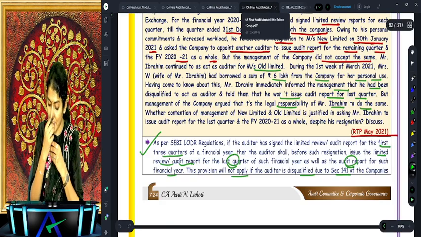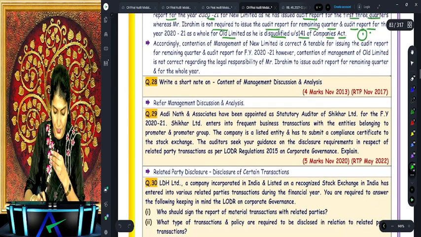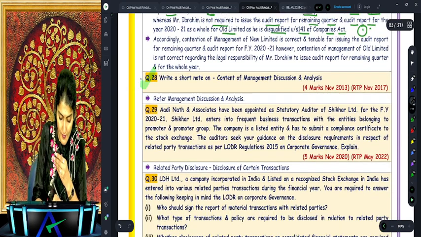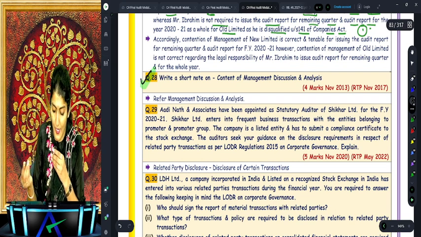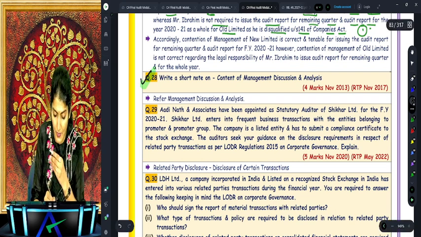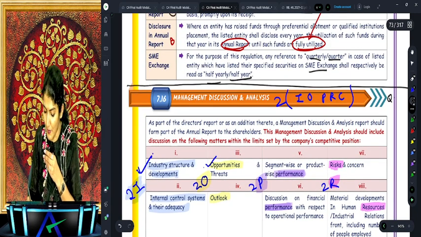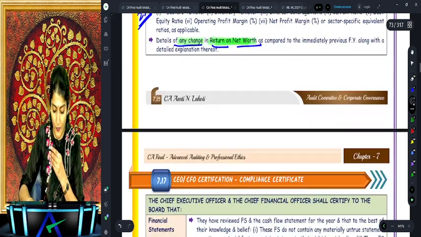What does the question bank say? A direct question asked in your exams: write a short note on the contents of the MD&A. That is question number 28. The contents of the MD&A, question number 28. Is it clear to everyone?